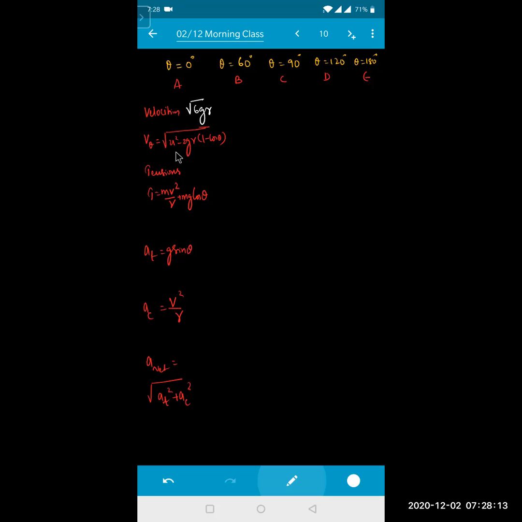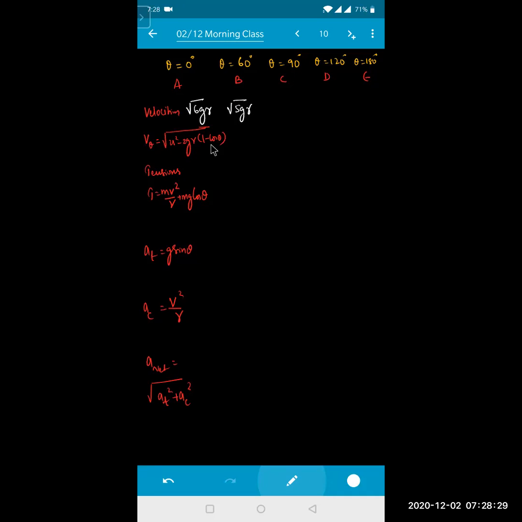6gr minus 2gr is 4gr. 1 minus 1 by 2 is half. This half goes away here, so it becomes 5gr. Okay, this will become for me under root of 5g into r.